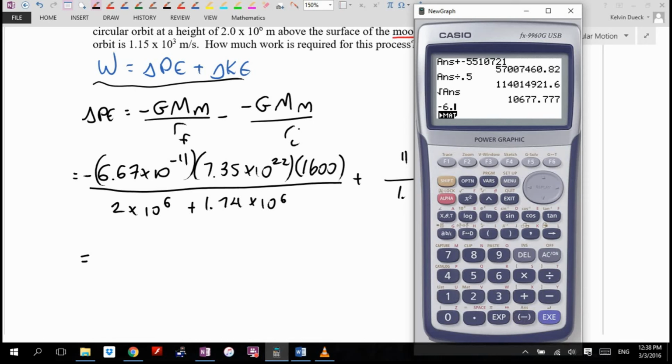Negative 6.67 times 10 to the negative 11 times 7.35 times 10 to the 22 times 1600 divided by bracket 2 times 10 to the 6th plus 1.74 times 10 to the 6th.